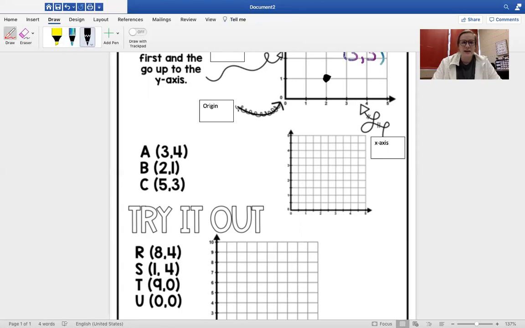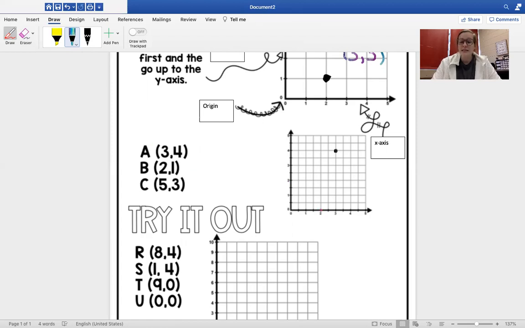Let's see if I can get it to draw really quick. Over 3, up 4. There we go. And we'll draw our point on our grid. Okay, so what would my coordinate be for the x coordinate on B? Right, 2 is my x coordinate, which means I go 2 over to the right.